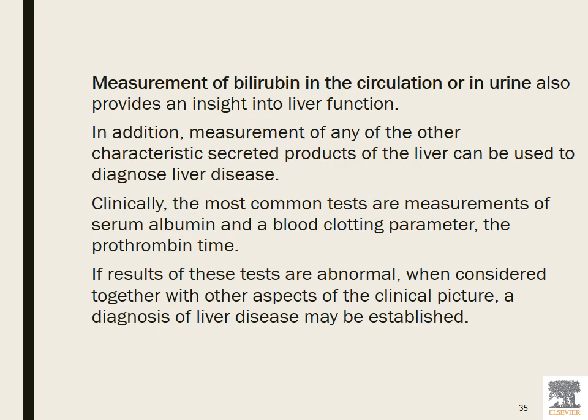Measurement of bilirubin in the circulation or in urine also provides an insight into the liver function. In addition, measurement of any of the other characteristic secreted products of the liver can be used to diagnose liver disease. Clinically, the most common tests are measurements of serum albumin and a blood clotting parameter, the prothrombin time. If results of these tests are abnormal when considered together with other aspects of the clinical picture, a diagnosis of liver disease may be established.